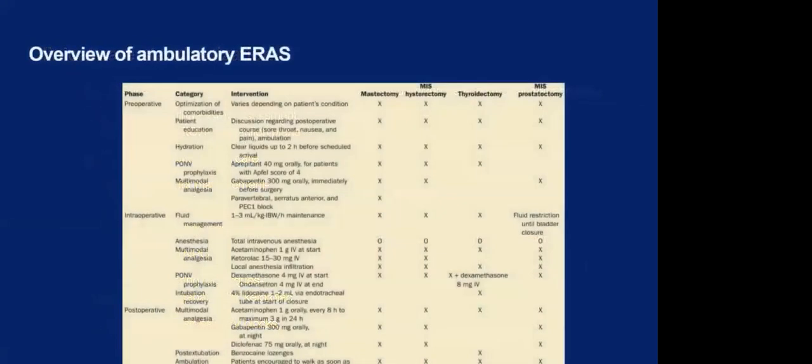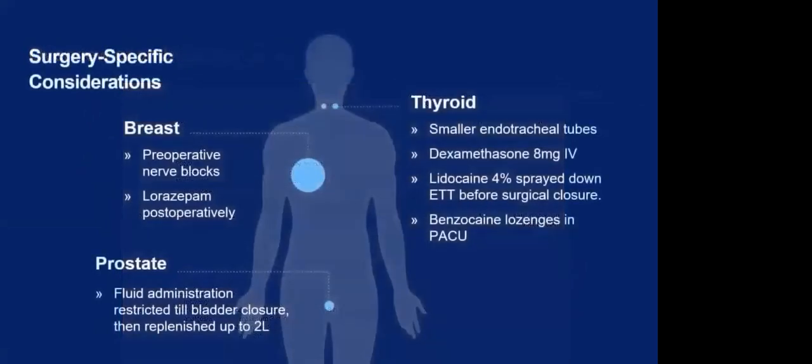So in table one, for each phase of care, there are multiple interventions that are specific to each surgical service. In fact, we have surgery-specific considerations. In our mastectomy patients having immediate reconstruction, we offer them preoperative nerve blocks to reduce postoperative pain and lorazepam postoperatively for chest wall tightness, which is distinct from surgical pain.